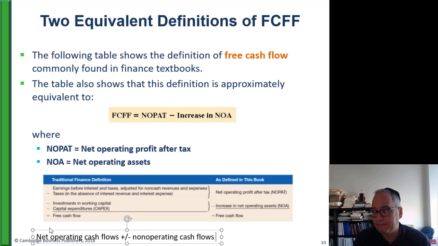If they're on operating subsidiaries, which may sometimes be the case, then they would be operating. You've got to be careful. And then minus capital expenditures.